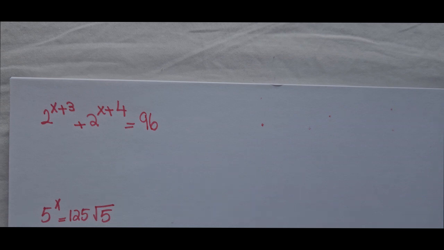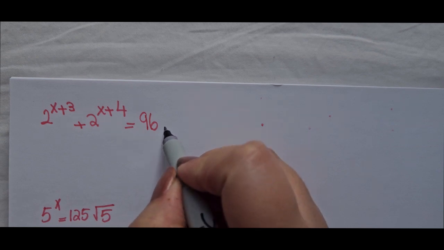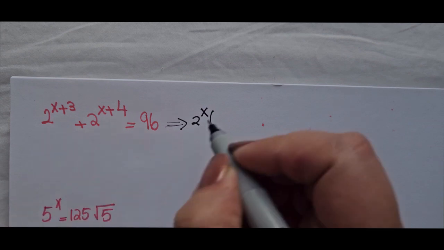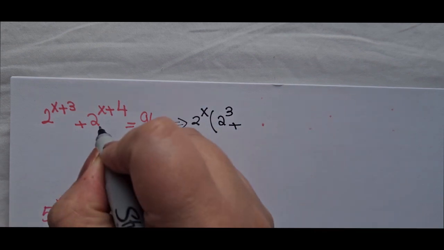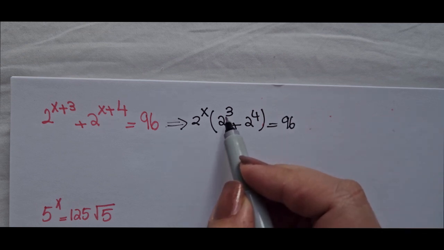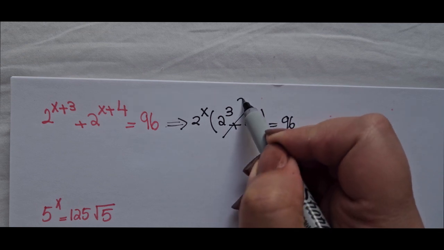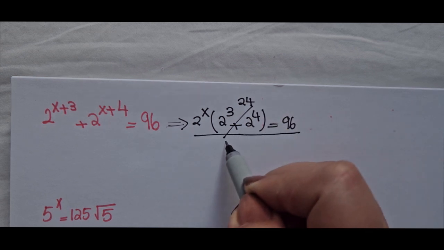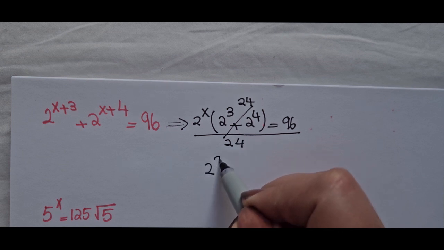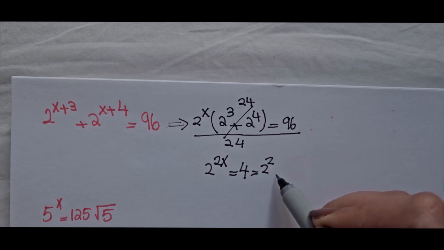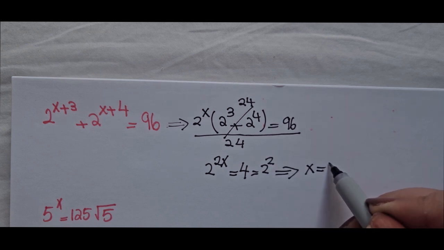Here again, we have exponents. What you can do here, on this one side, is factorize 2 to the power x. So you will have 2 to the power 3 plus 2 to the power 4, and then on this side, you will have 96. This is 8. This is 16. So that would be 24. So let's divide both sides by 24. So here you would have 2 to the power x equals 4, which is 2 to the power 2. From here, you could say that x is equal to 2.